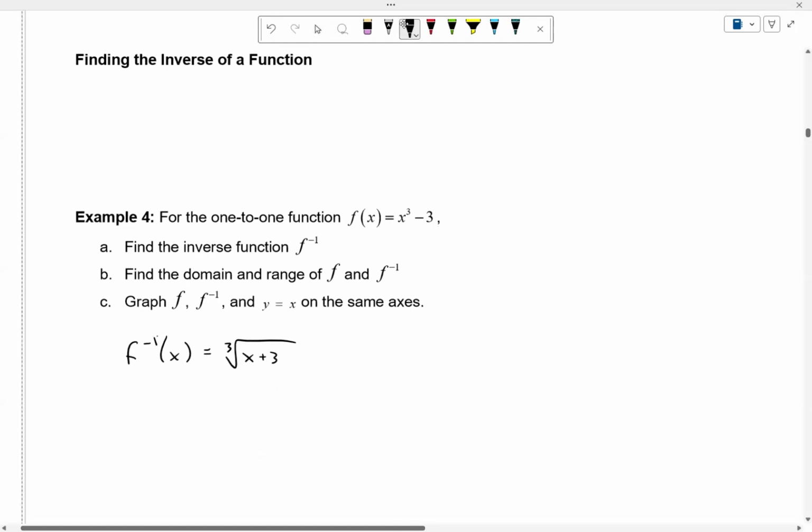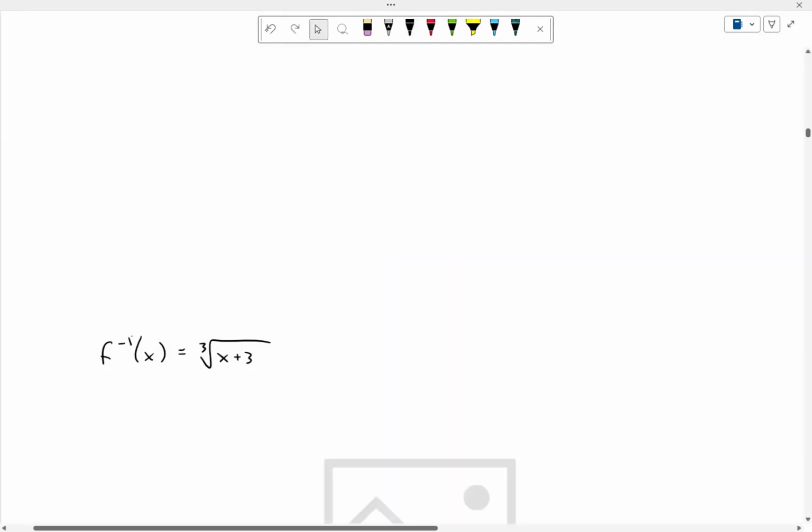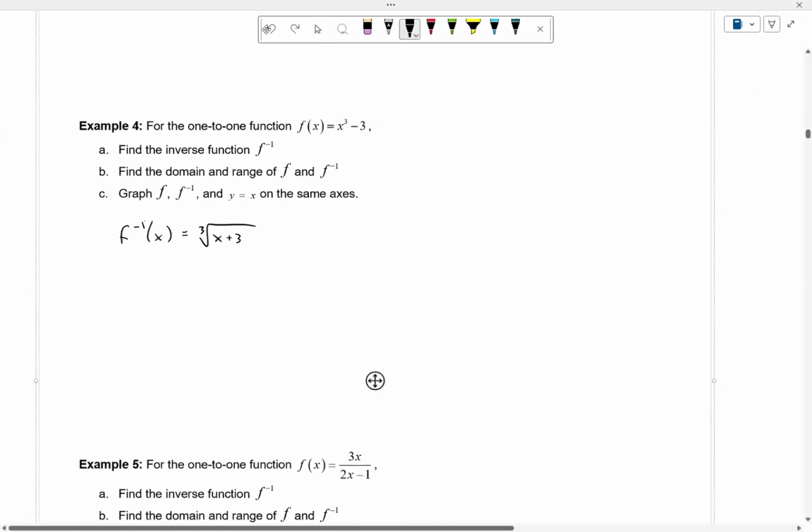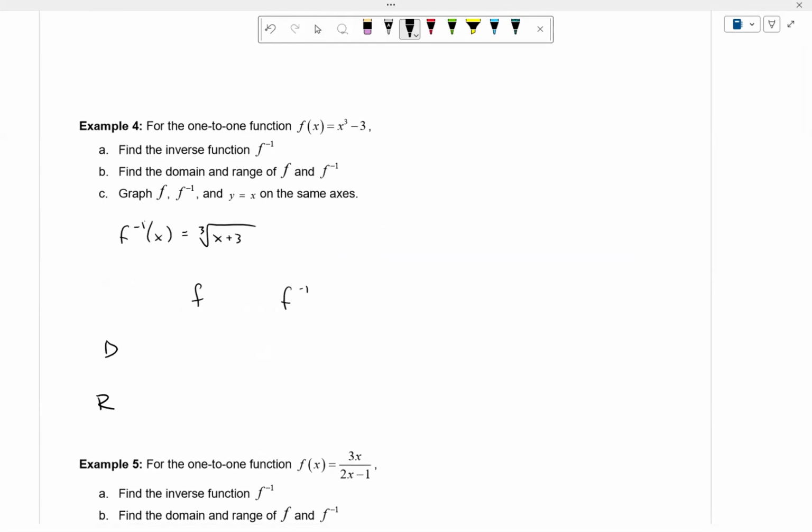Zach, keep on going. What's the domain? Well, let's do both of these. I'm going to make a little table. Did you already write all of these? Okay, I'll do this. So for the function, the domain, for square roots, it would be above 0, but here all real numbers, negative infinity to infinity. How about the range? I think it's all real numbers.